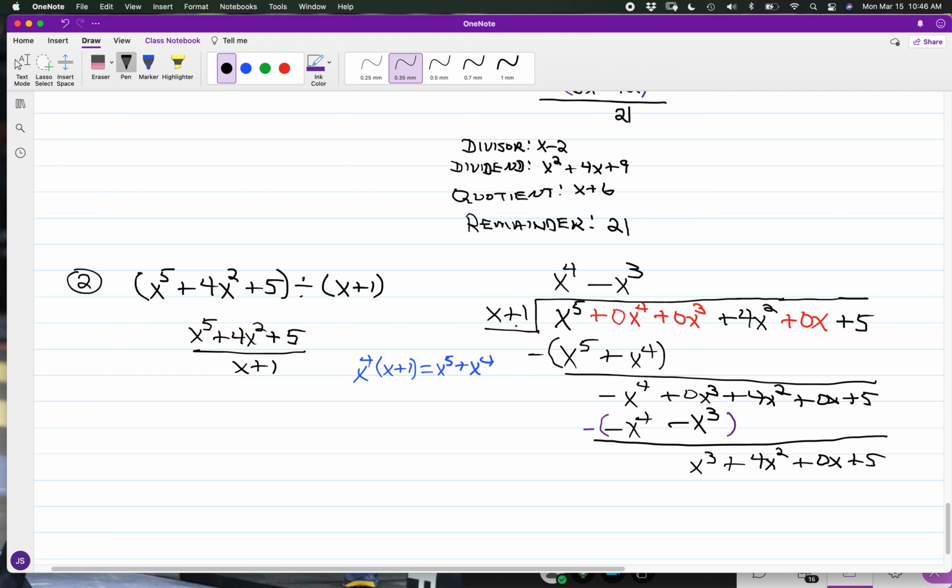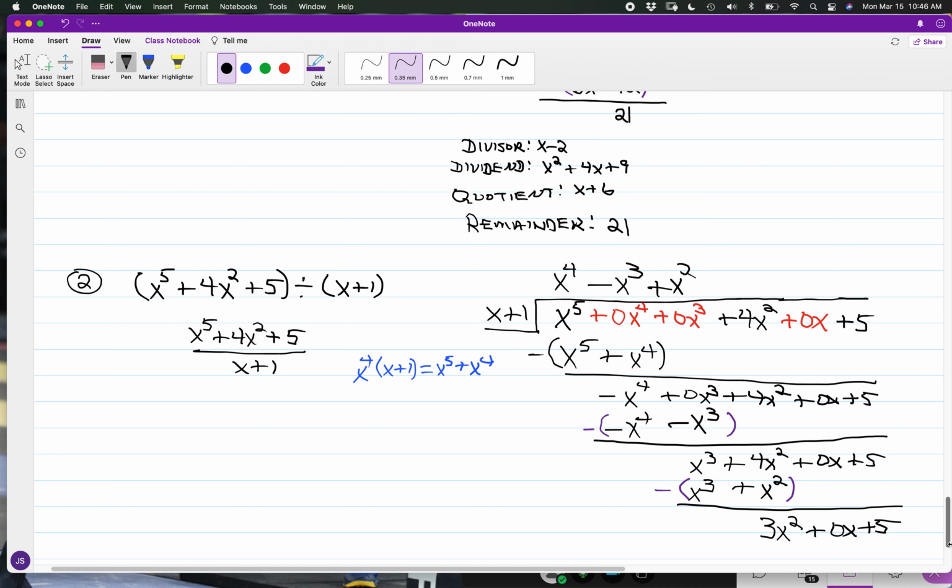Now we have the next go round, we have x into x cubed will go x squared times. And distributing x squared over x becomes x cubed. X squared over 1 becomes x squared. And distributing subtraction, so we're going to have x cubed minus x cubed. 4x squared minus x squared will leave us with 3x squared. We have plus 0x plus 5.